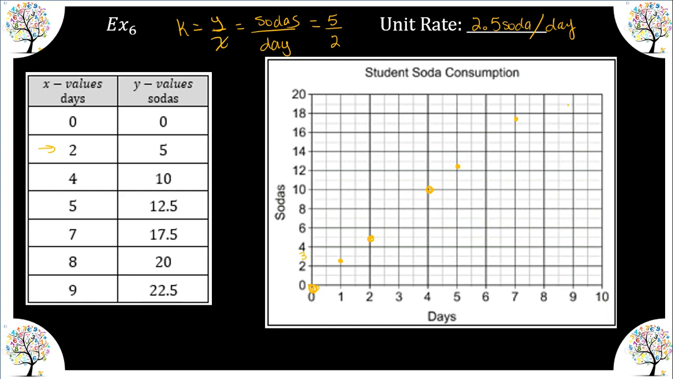And then 8 is 20, and I can't graph the other one, it's off the chart, it would be somewhere up here. And you can have partial day and you can have partial soda, even though it would be flat if you waited to the next day. And there we go. This shows our unit rate. We have 2.5 sodas in 1 day on average.